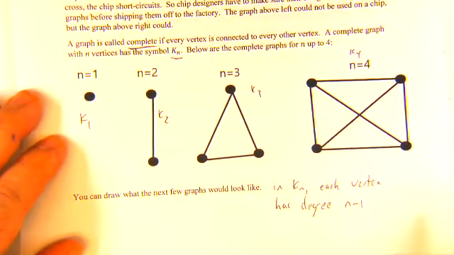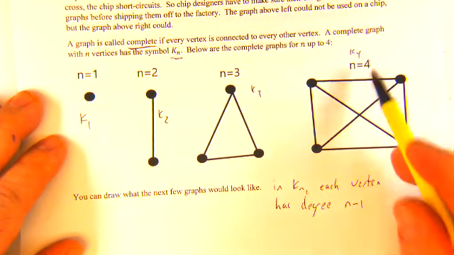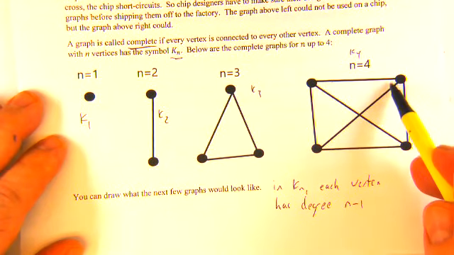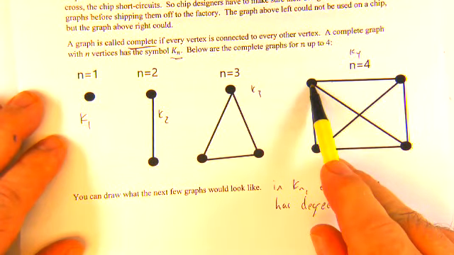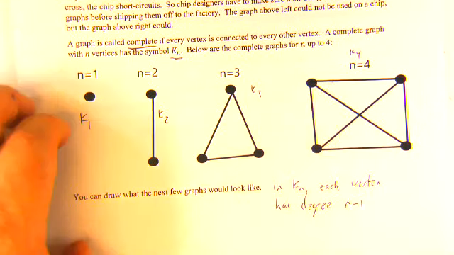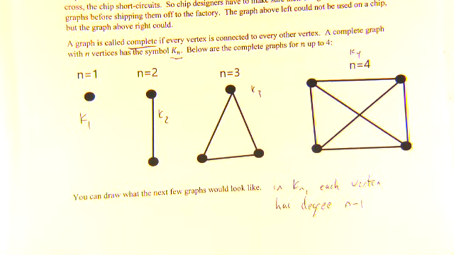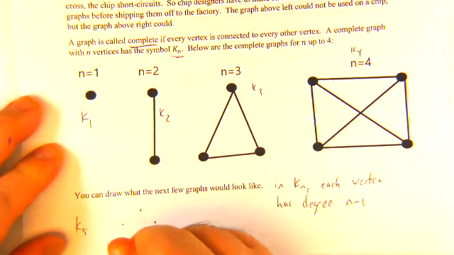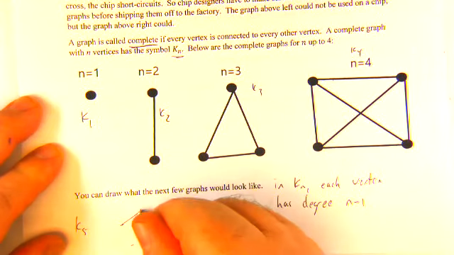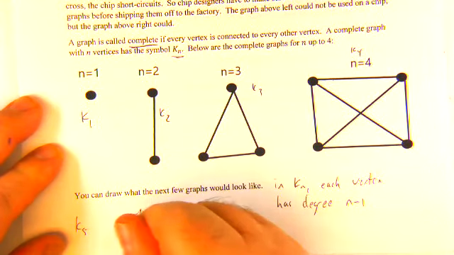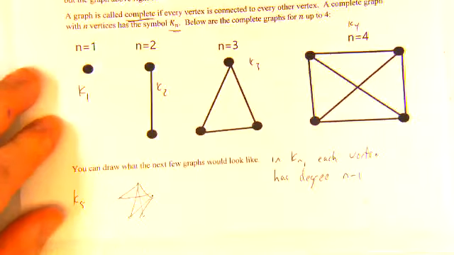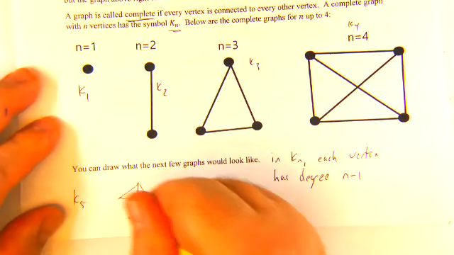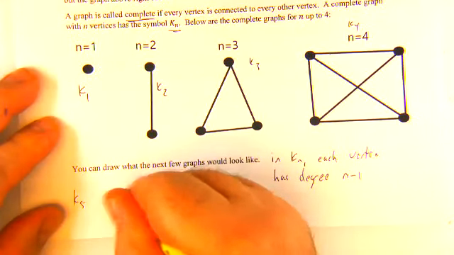And note that each vertex is degree n-1. In K4, there's 4 vertices. Each vertex is connected to all the other vertices, so that means there must be 3 edges coming out of it. And you can draw what the next few graphs would look like. K5 would be 1, 2, 3, 4, 5 vertices. You'd have to connect each vertex to all the others, and you get that, and that's K5.